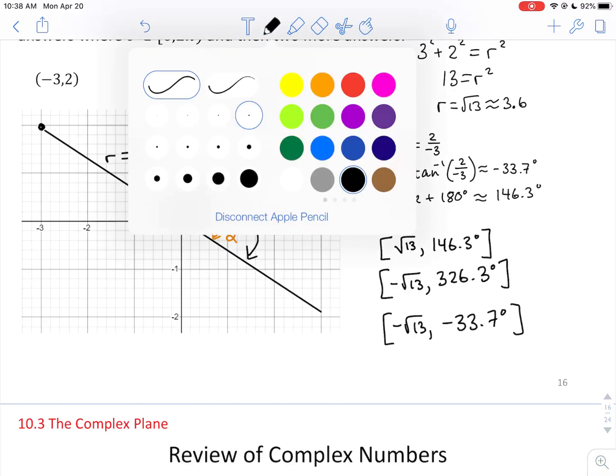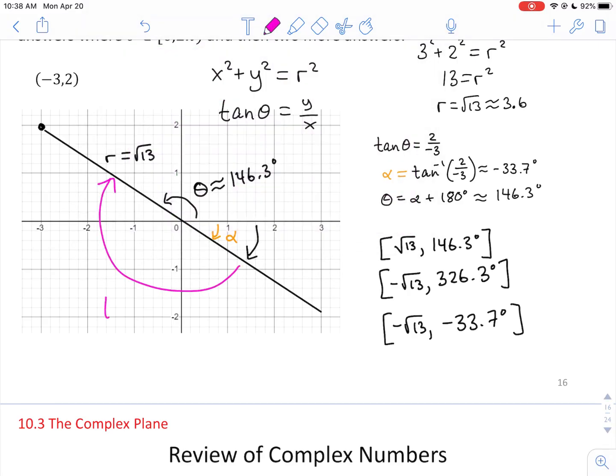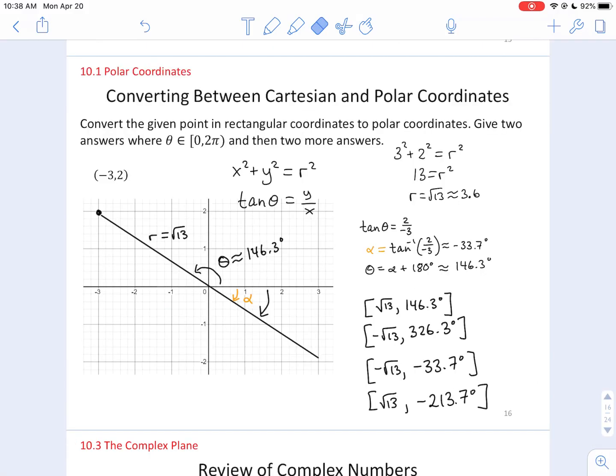And then the final expression will be go alpha, but then clockwise go another 180 degrees. All right, so take this and go another negative 180. So that's going to be negative 213.7 degrees, and then we only have to go out a positive radical 13. And there are our 4 answers. Lots of different ways to describe a location in polar coordinates.